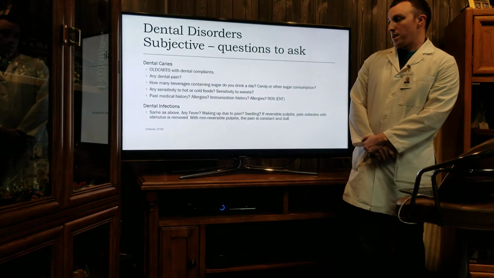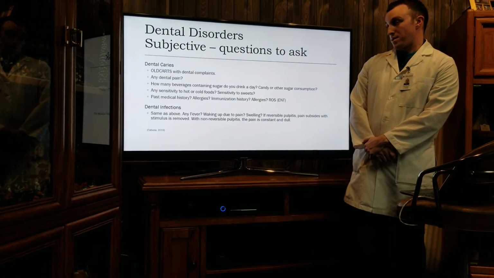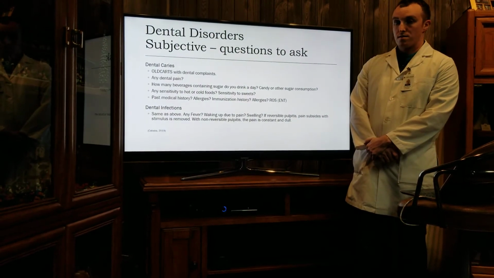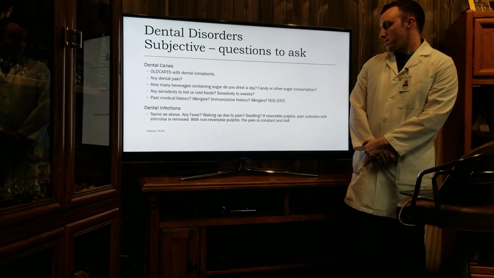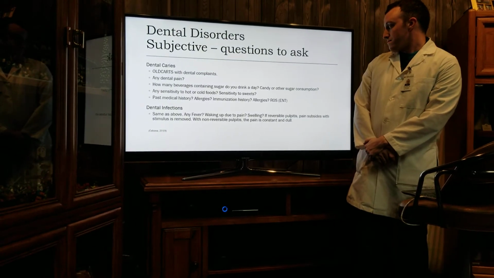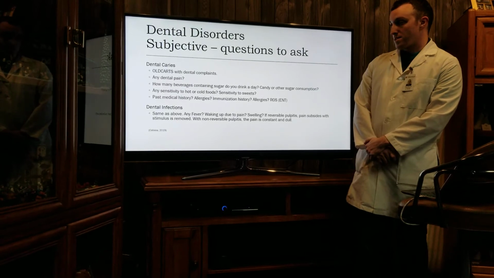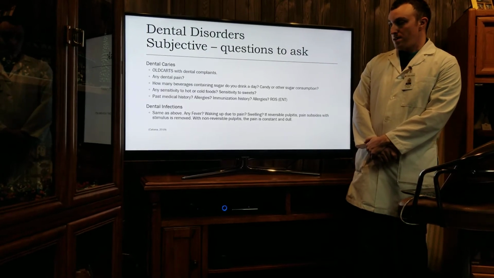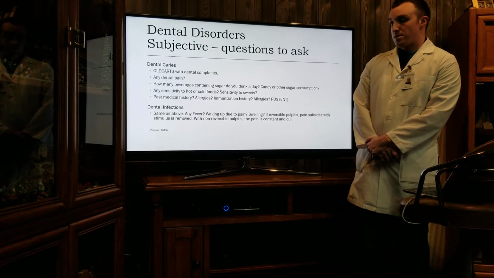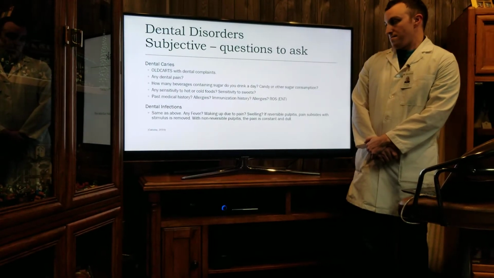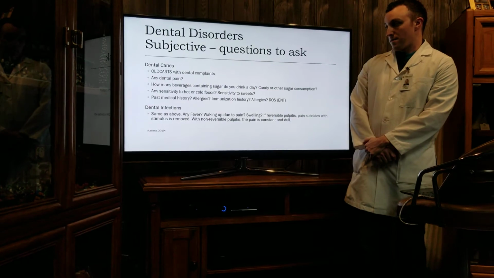So dental pain, and then we might want to ask them how many beverages containing sugar do they drink a day? Do they eat a lot of candy? A lot of other sugar or carbohydrate consumption. Any sensitivity to hot or cold foods, sensitivity to sweets. This could clue us in that maybe they have caries.